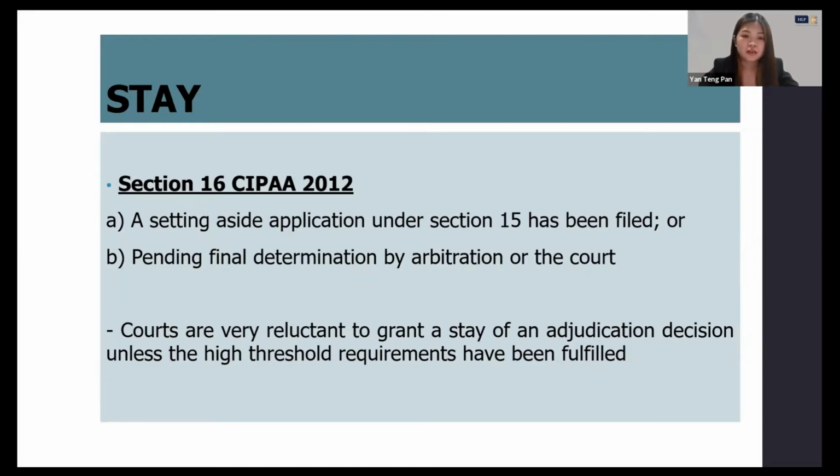However, the Malaysian courts are very reluctant to grant a stay of an adjudication decision unless and until the high threshold requirement has been fulfilled.